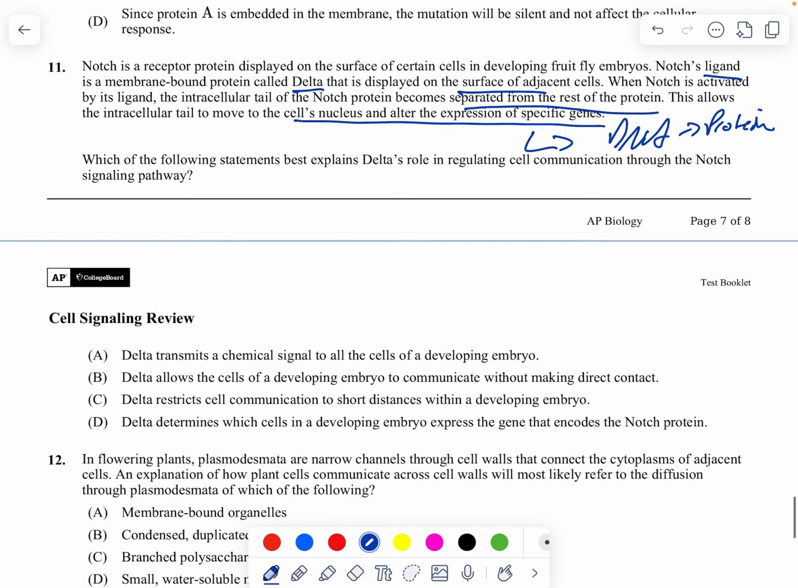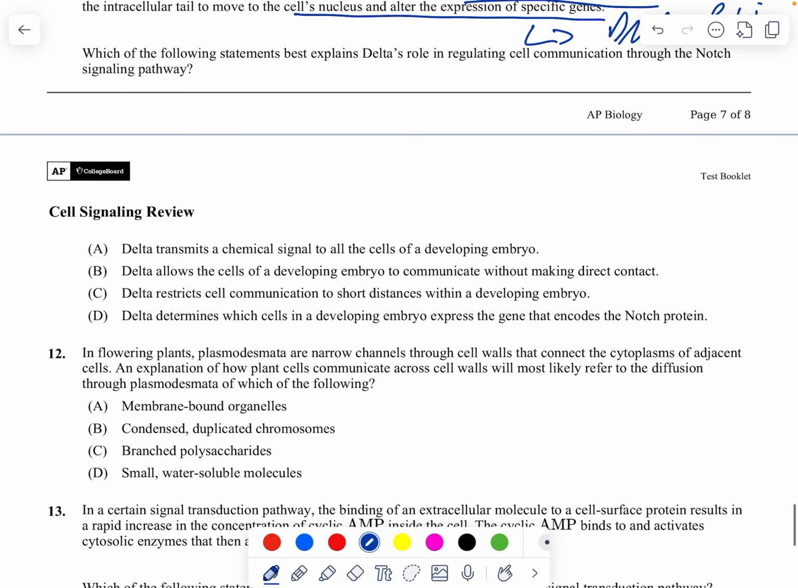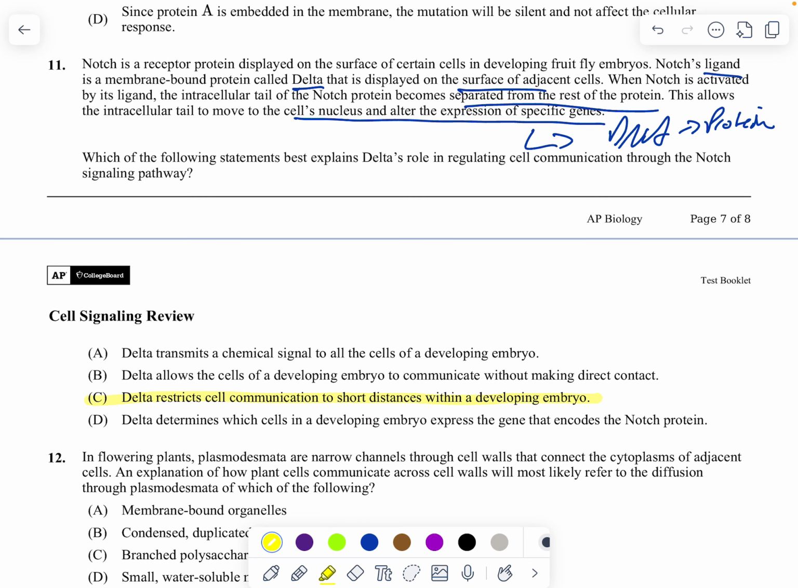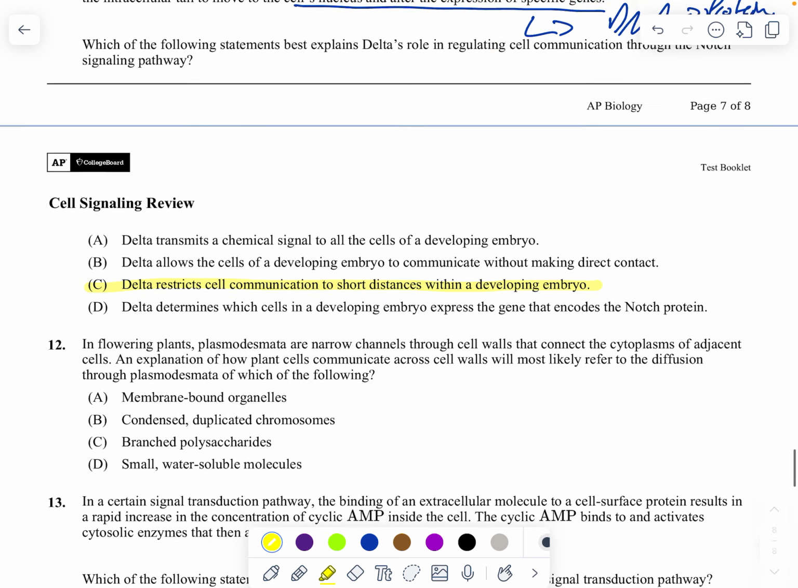Well, delta, okay, if you read through it, pause, of course. And the answer is delta restricts communication to short distances within a developing embryo. How do we know it's short distances? Because it says the word adjacent.